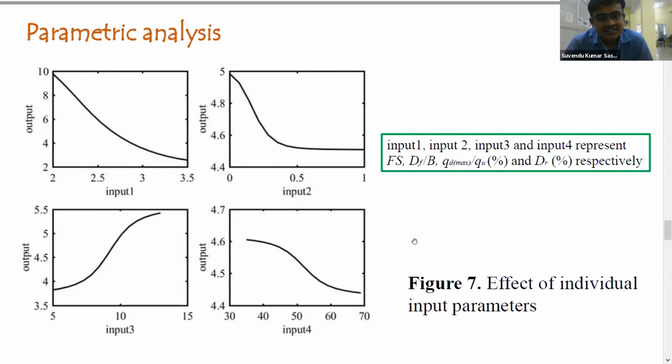Parametric analysis of the effect of each individual parameter on the output is shown in this graph. It is observed that apart from input 3, which is the intensity of the cyclic load, all the other parameters inversely influence the transient settlement of the foundation. This is due to the fact that with the increase in relative density or depth of embedment of the footing, the footing becomes more stable, and for the same cyclic load, the settlement will be less.